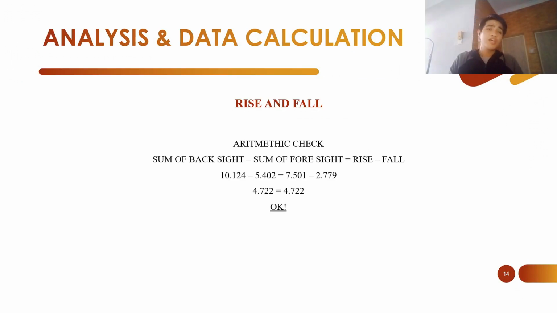Next is the arithmetic check. There is a formula for the rise and fall method arithmetic check. The formula is the sum of the backsight minus the sum of the foresight equals rise minus fall. So 10.124, which is the sum of the backsight, minus 5.402, which is the sum of the foresight, equals 7.501, which is rise, minus 2.779, which is fall. So the answer we got is 4.722 equals 4.722, which means it's okay, so the leveling is correct.